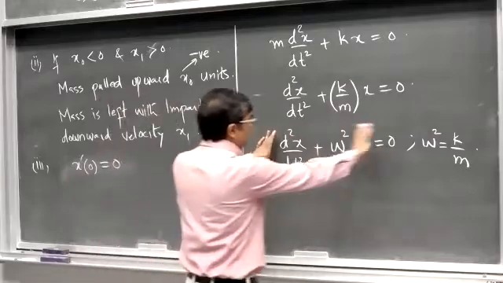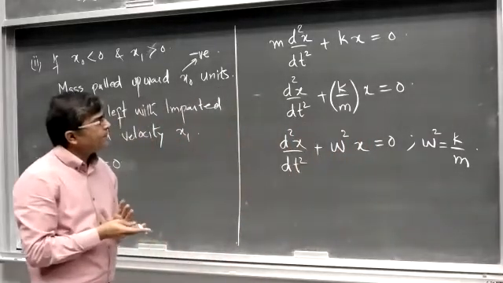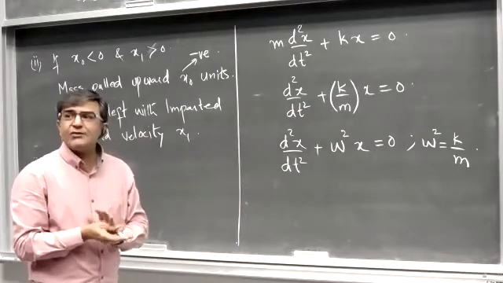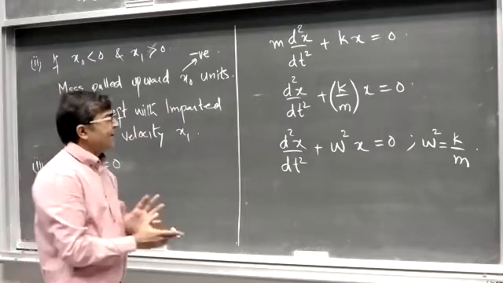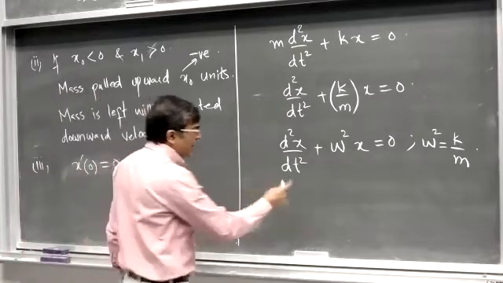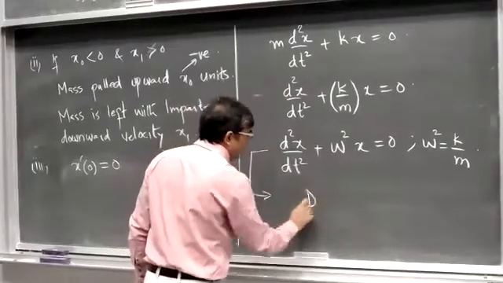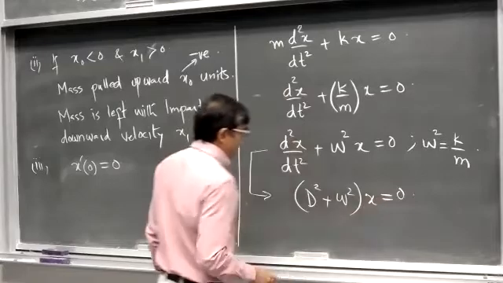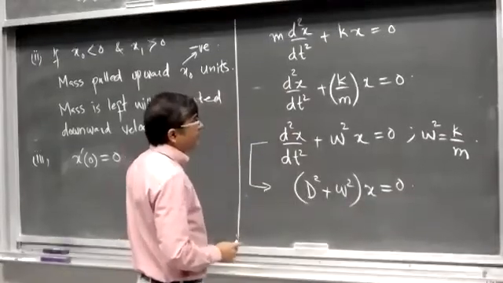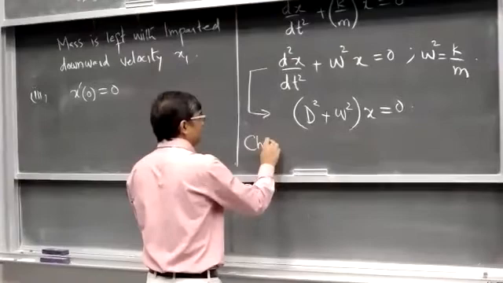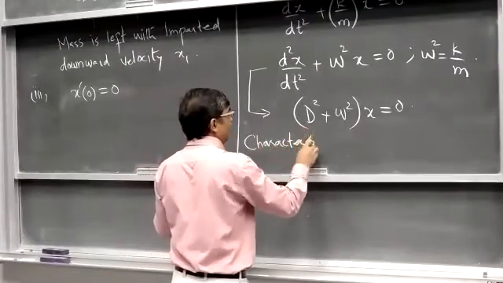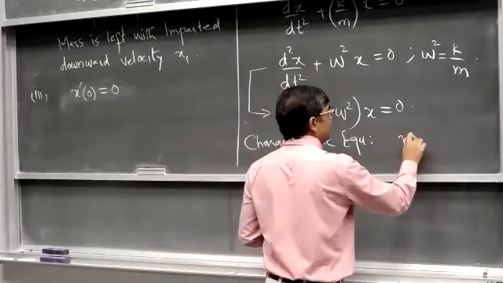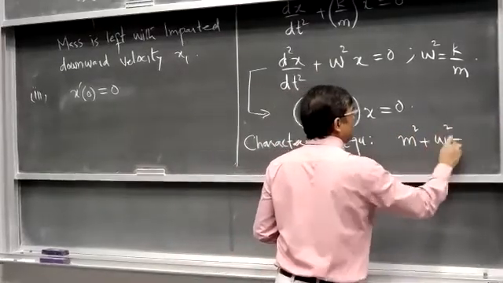Now this is a second order ODE, and it is homogeneous and it has constant coefficients. We can solve this ODE easily by writing its characteristic equation. We can write this equation in the form d square plus omega square times x is equal to 0, and the characteristic equation will be m square plus omega square is equal to 0.